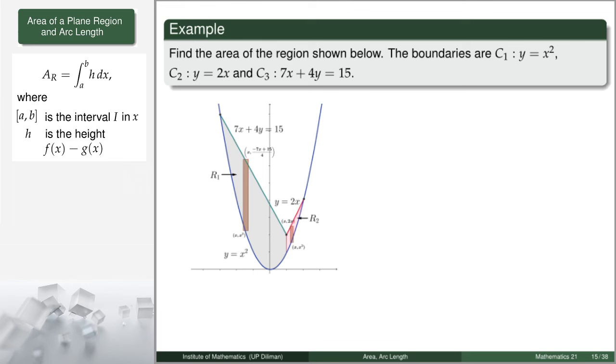For example, if I want to find the area of this gray region here, you will see that I have three curves. The first one, y is equal to x squared. That is the blue parabola facing up. y equal to 2x is a line, and 7x plus 4y equal to 15 is also a line. So how do I know which lines are which? We will do that by looking at their slope. Since y equal to 2x has a positive slope, then that means we are only left with this red line which has a negative slope.